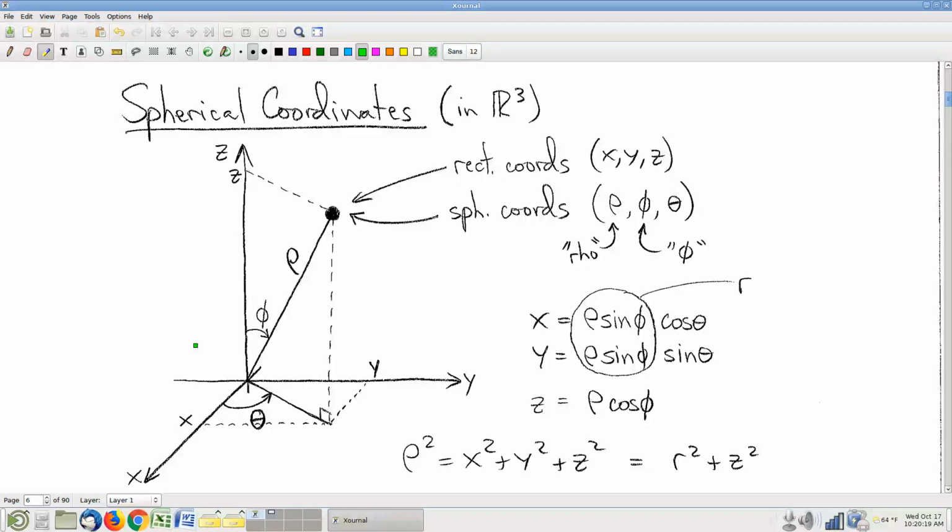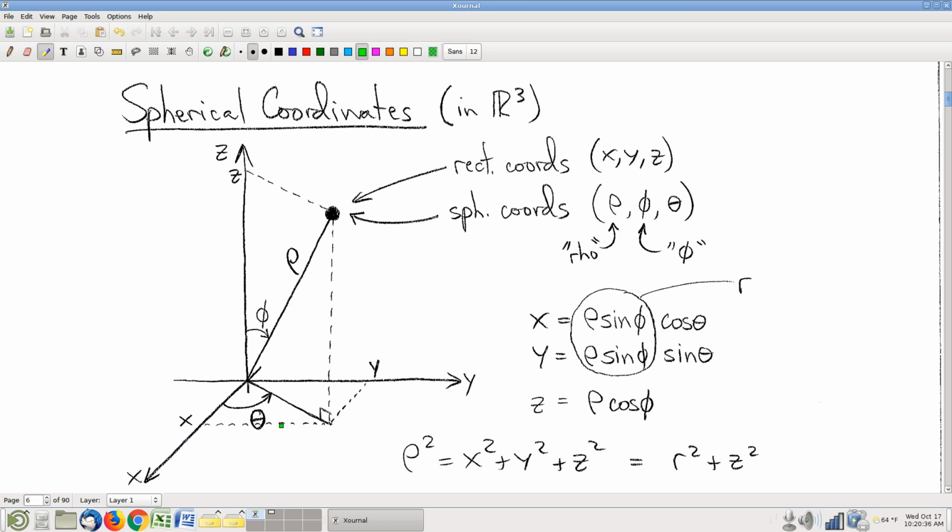Okay, so last time we were talking about spherical coordinates, and let me just remind you, here they are: theta, phi, and then rho, that distance. And we talked last time about how to relate them to rectangular coordinates.